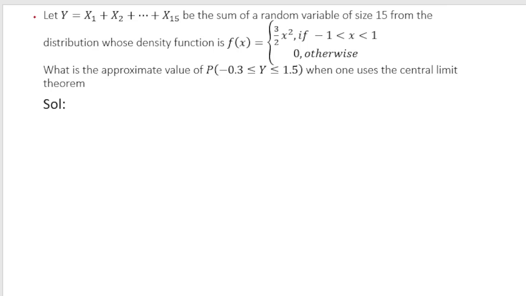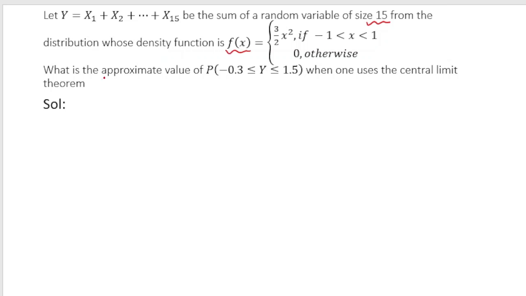So this is the first problem: let Y equal X1 plus X2 up to X15 be the sum of a random sample of size 15 from the distribution. So these X1, X2, X15 are coming from the distribution whose density function is given.